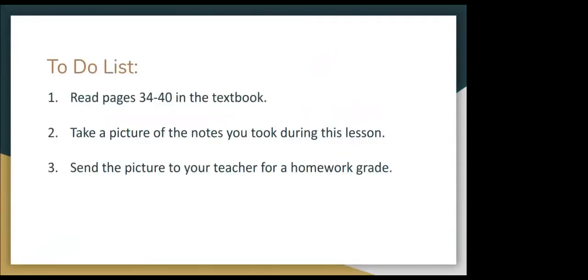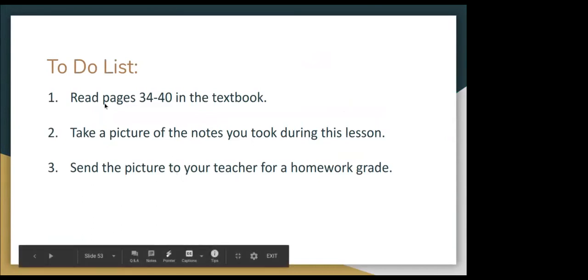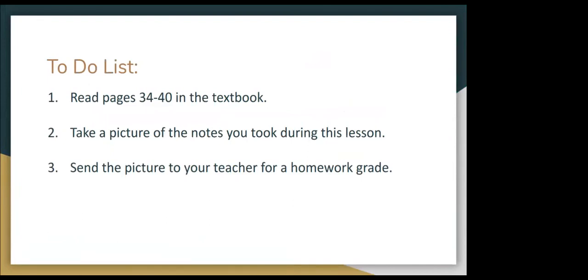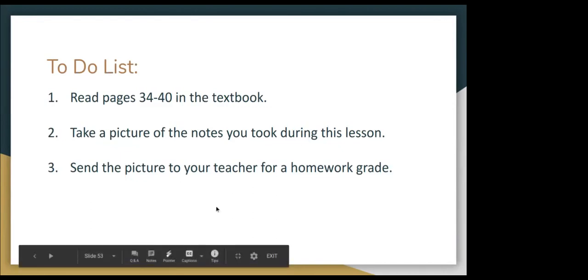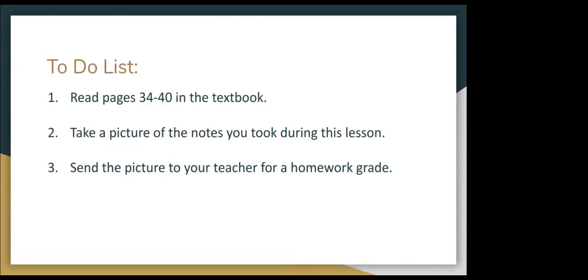Please go ahead and do these 3 things. Read pages 34 through 40 in your science textbook. That will go over everything that we just discussed, including taxonomy and the 6 kingdoms. Please take a picture of the notes that you took during this lesson as well as the previous lesson. So that'll be 3 pages that you did, and send the pictures to your teacher so that they can see that you did it. That is everything.